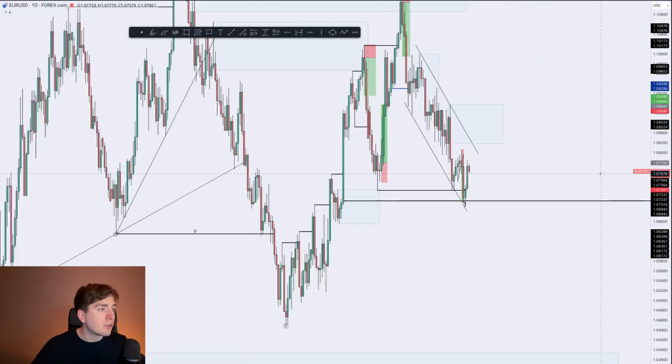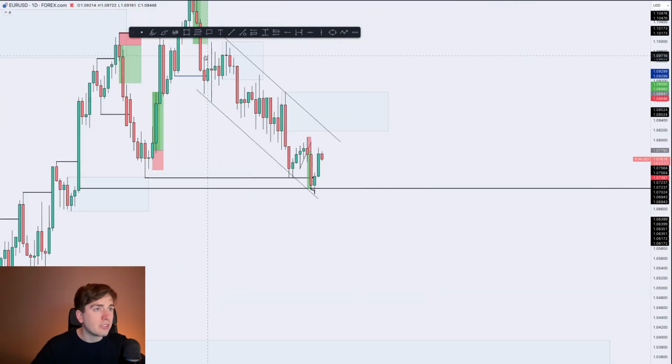Going to the daily real quick, the overall daily fractal structure is also still bearish. So as long as we respect the high over here, we do expect a continuation of euro dollar towards the downside. Same goes for the 4-hour.